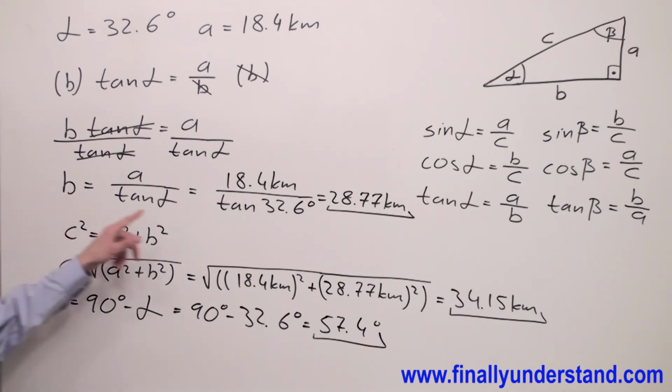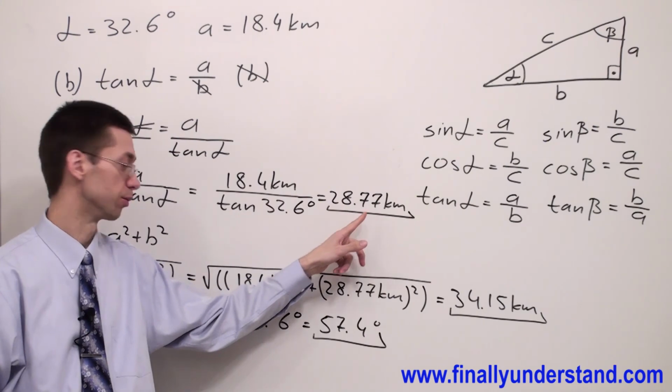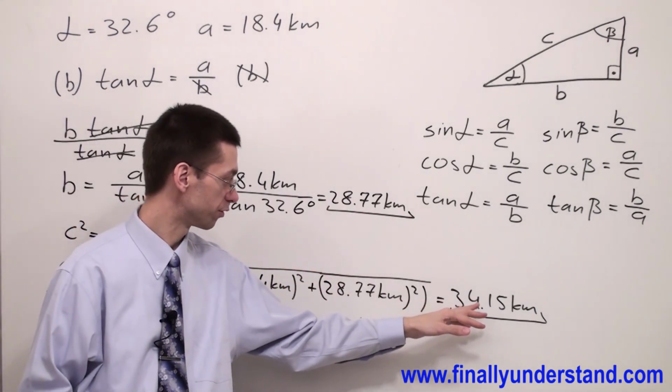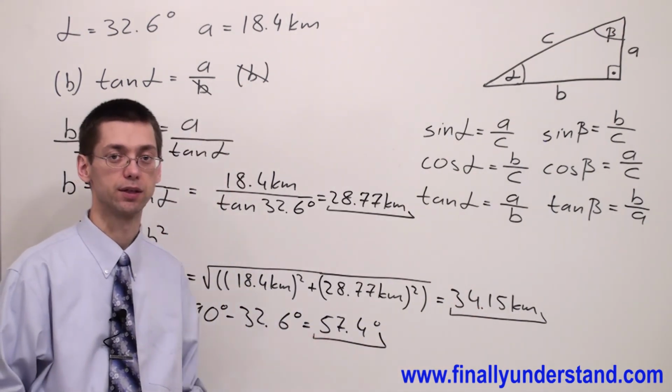We found side B, which is long 28.77 kilometers. We found side C, which is equal to 34.15 kilometers, and we found angle beta. So you can say that the problem is solved.